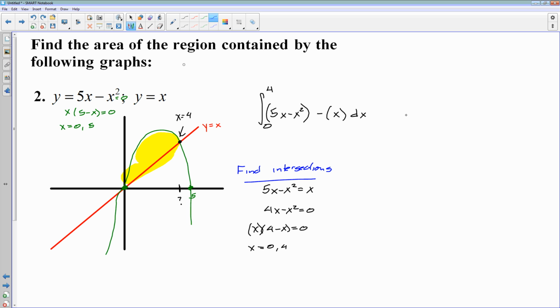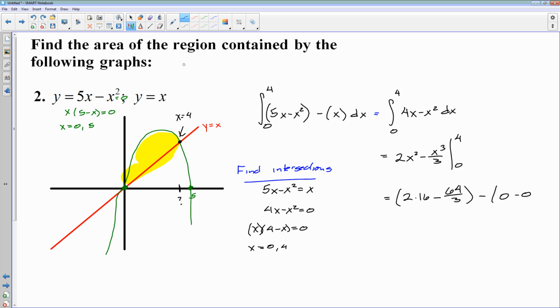And now I have the integral set up. I will combine my like terms. That's 5x minus x squared minus x, which is 4x minus x squared. Integral from 0 to 4. And then we'll do the antiderivative and clean that up. The antiderivative of 4x is 2x squared minus x cubed over 3, evaluated from 0 to 4. Plug in 4: 2 times 4 squared is 16, minus 4 cubed, which is 64 over 3. So I plug in 4, now I plug in 0. 2 times 0 is 0, 0 cubed is 0.